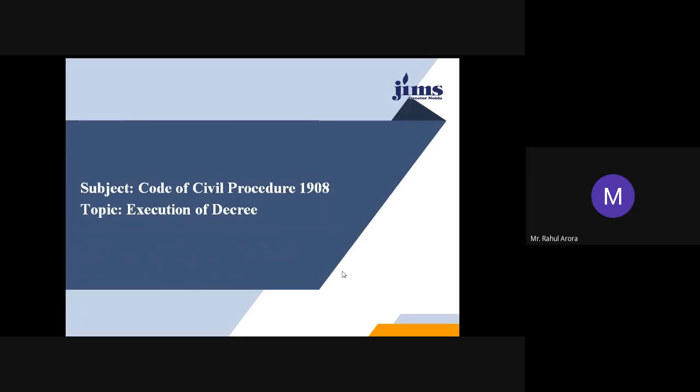Now, what comes next after this? After this, the party who has won the case may not get the relief satisfied from the defendant, even after the judgment has been passed in his favor. Then, in this case, the decree holder or the plaintiff, as the case may be, applies to the same court, that is the trial court, for enforcing its decree, and thereby to get the fruits which have been decreed in his favor. And this stage is known as the stage of execution.